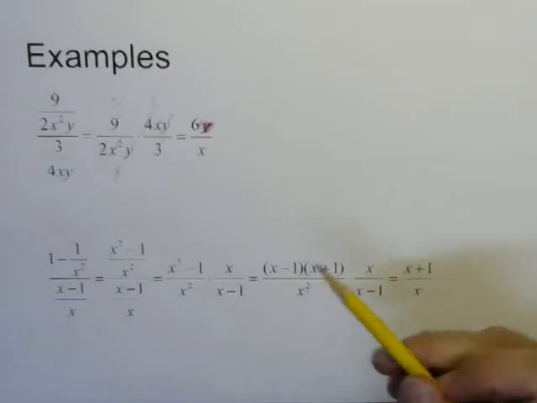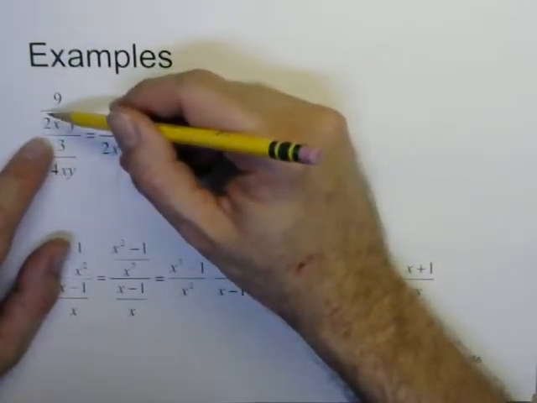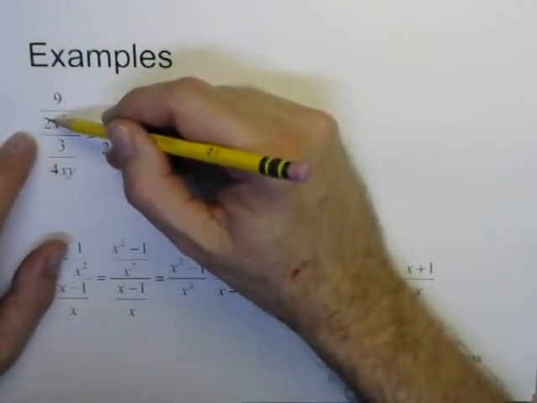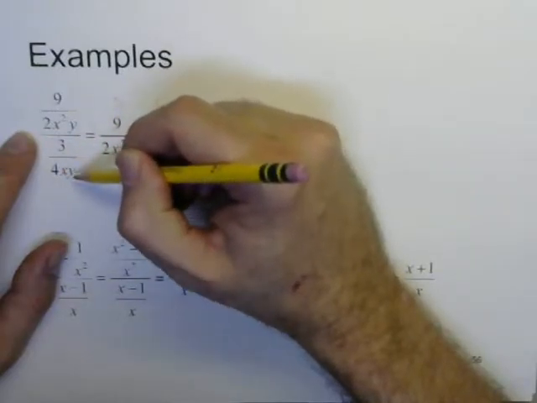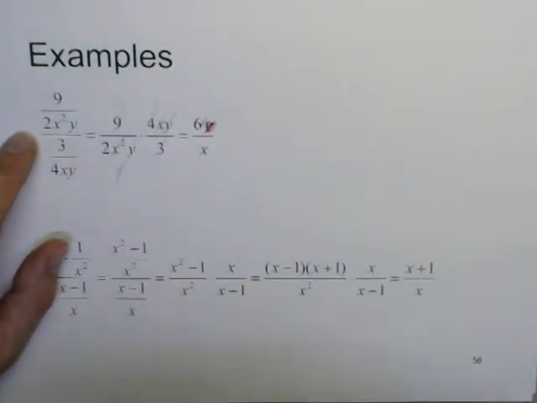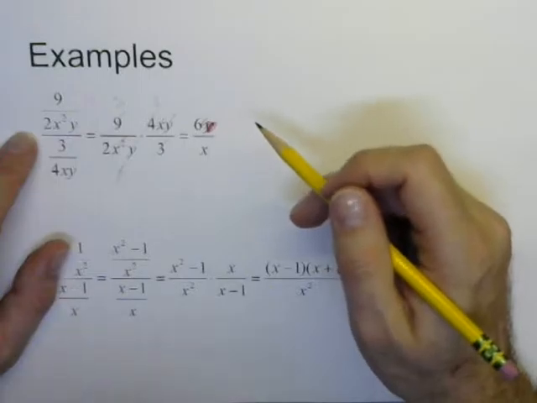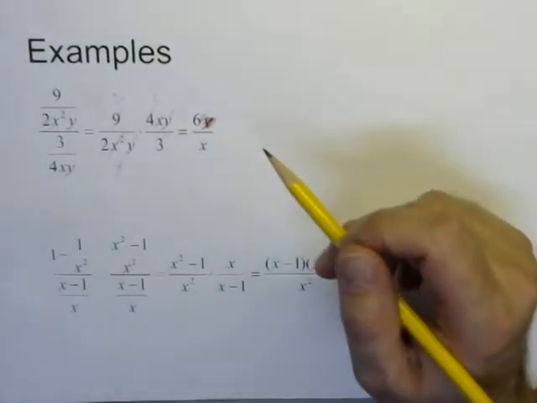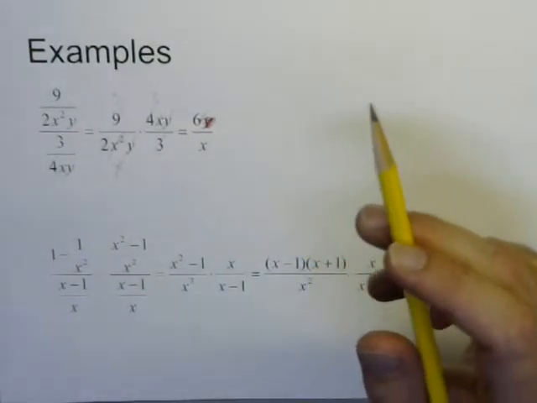And you could do method 2 on this. If you did method 2, you'd look at the LCD for 2x squared y and 4xy, which would be 4x squared y. You could multiply on the top and the bottom by that, and that would also give you the same thing. But I think method 1 is a lot easier in this case.